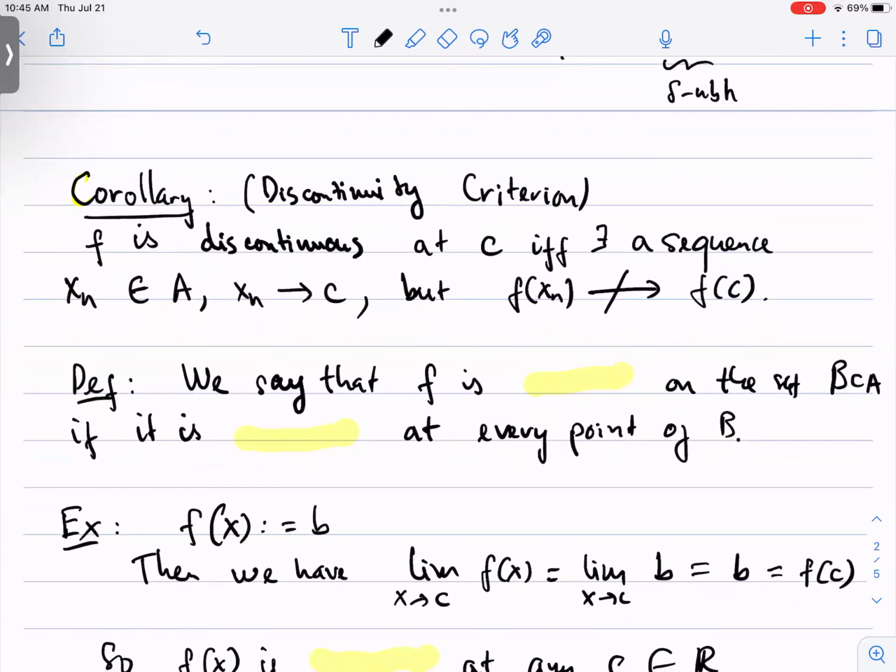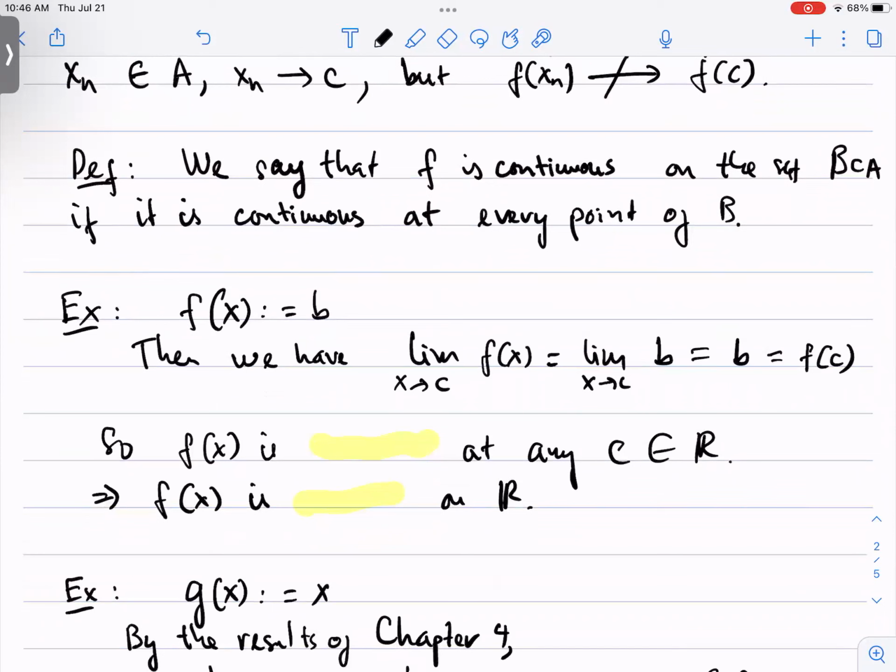Now we have the following definition. We say that a function f is continuous on the set B, a subset of A, if it is continuous at every point of B. So basically, continuity is a local property. It is defined at a point, and then you can extend that definition to a set.